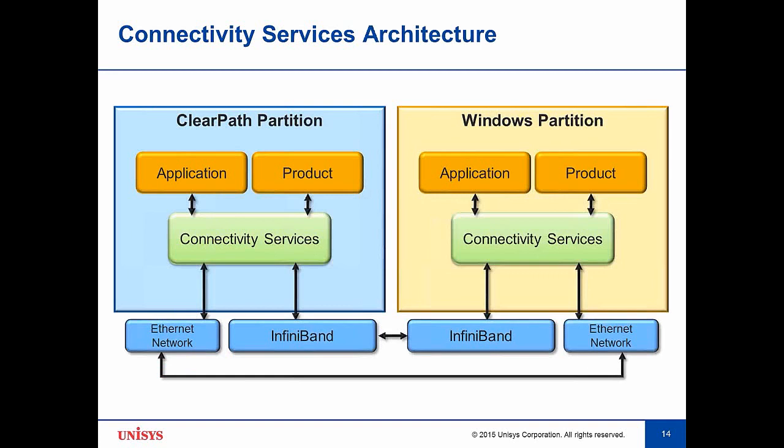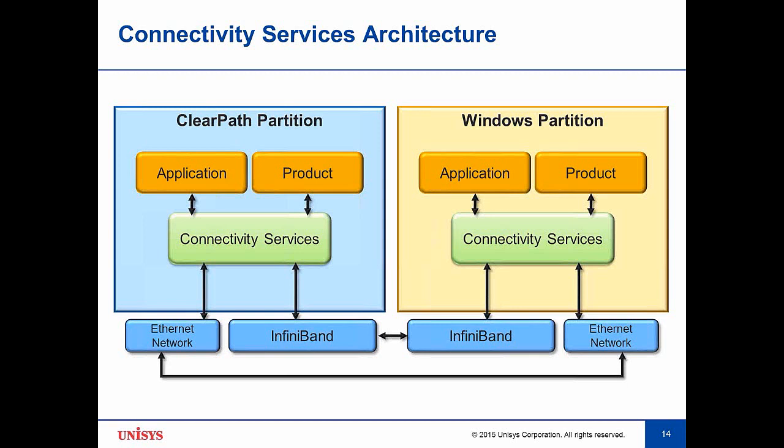This slide shows the architecture of Connectivity Services. So on the left side, we have a ClearPath partition. On the right, we have a Windows partition. And in this case, they're both part of one of the Fabric-enabled ClearPath servers. So they have an InfiniBand connection between them, which Connectivity Services uses to take advantage of the speed of InfiniBand.